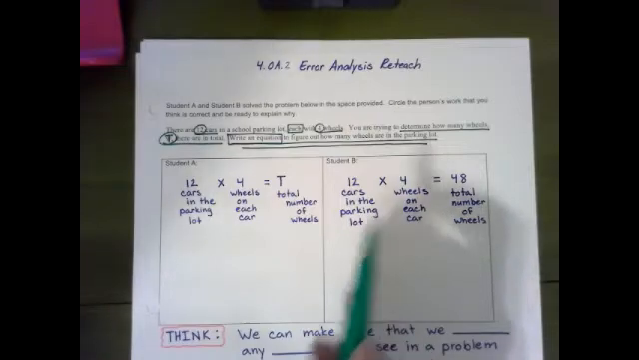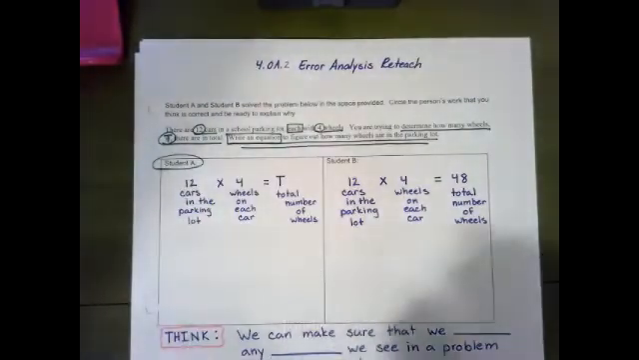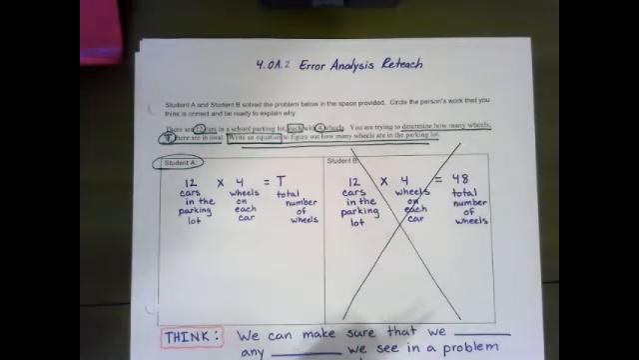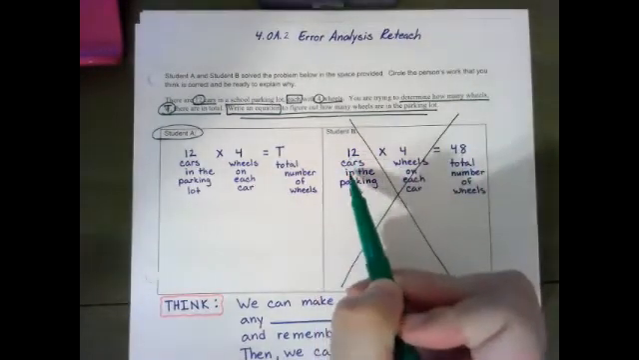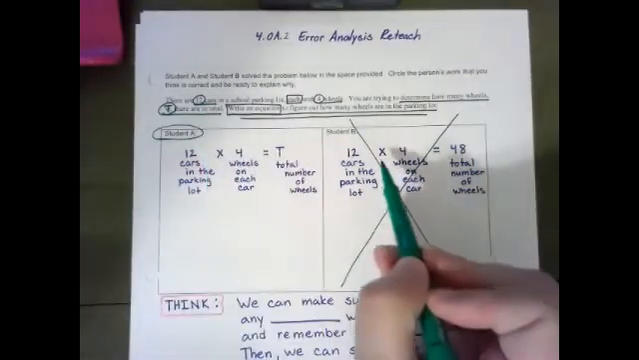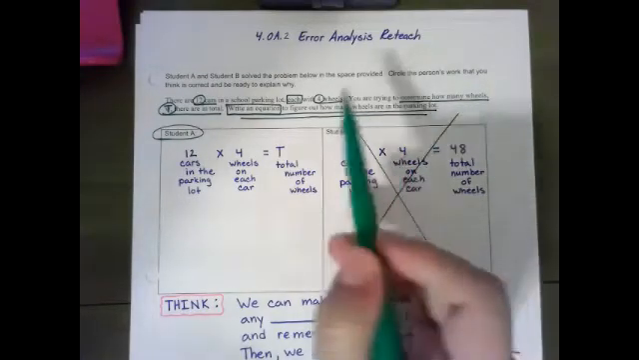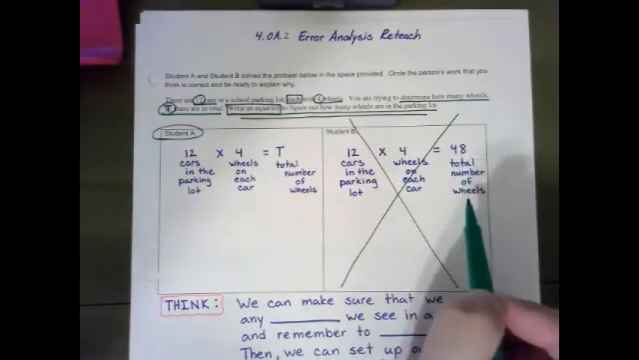It looks like most of us agree with student A, and you'd be right. That means that student B is incorrect. But I know what you're thinking. They look the same. Let's look at why student B might not be on the right track with this problem. Student B shows that there are 12 cars in the parking lot. Sure there are. It says right here in the problem. Then they multiplied by 4 because there are 4 wheels on each car. They got 48, which is the total number of wheels.